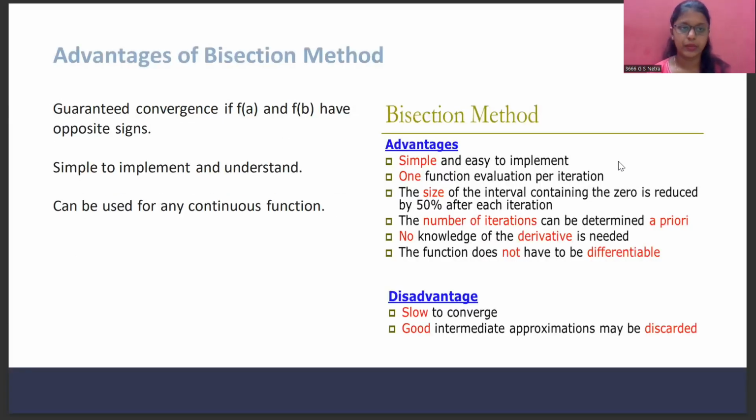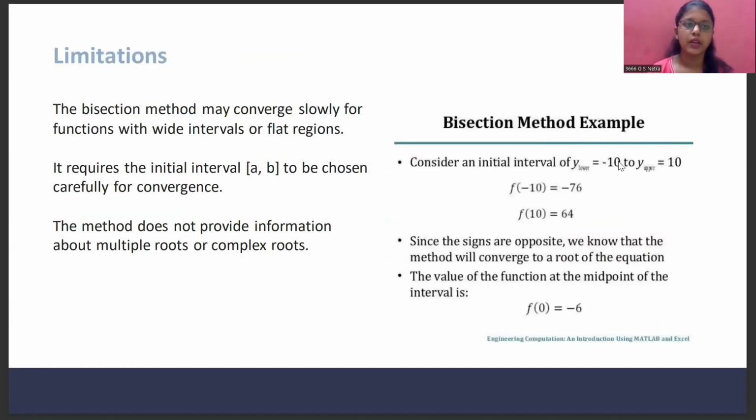Advantages of the bisection method. Guaranteed convergence if f(a) and f(b) have opposite signs. Simple to implement and understand. Can be used for any continuous function. Disadvantages. Slow to converge. Good intermediate approximations may be discarded.